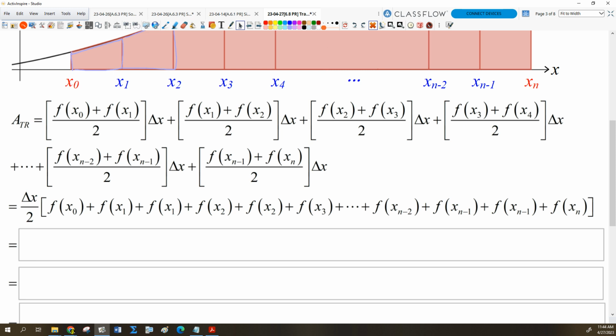Okay, right. So we factor out a delta x, and we could factor out a 1/2, right? Because each one of those terms is divided by 2, isn't it? So what am I left with then? Well, if I factor out the delta x and the 1/2, I've just got f of x sub 0 plus f of x sub 1 plus f of x sub 1 plus f of x sub 2 plus f of x sub 2. What do you notice? If I do that all the way through, look at what our sum looks like. Do you see anything peculiar about that?